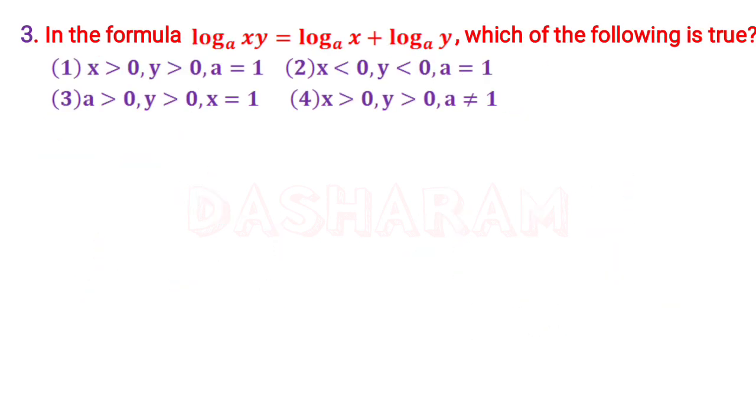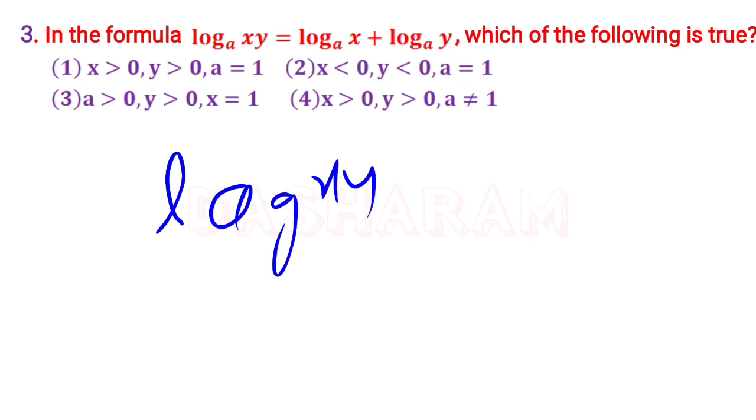Next, third question: in the formula log xy base a equals log x base a plus log y base a, which of the following is true? According to the definition of logarithm, the base a should not be equal to 1. If the base is equal to 1, then the logarithm will not be defined. So it is very clear the fourth option is correct, and x and y must be positive numbers. So option 4 is correct.